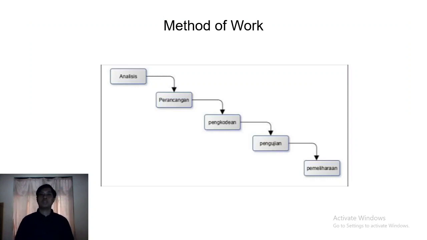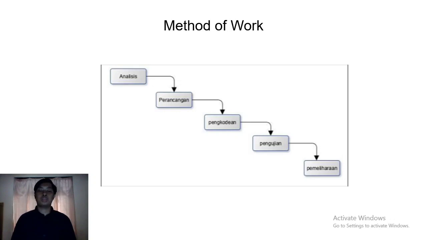Next is method of work. Using the SDLC waterfall model, which consists of analysis, design, coding, testing, and maintenance. Okay, we will discuss one by one again. Number one is analysis. Analysis is gathering information from the customer. Number two is design. Design is where the developer creates the program flow and user interface.